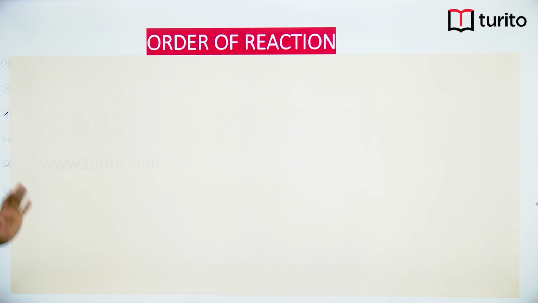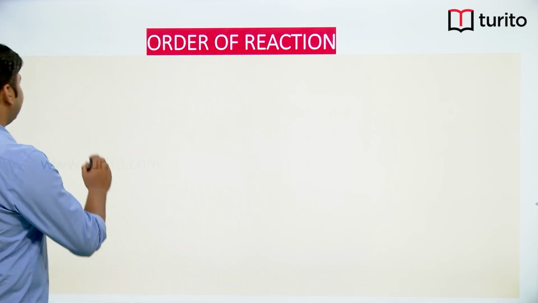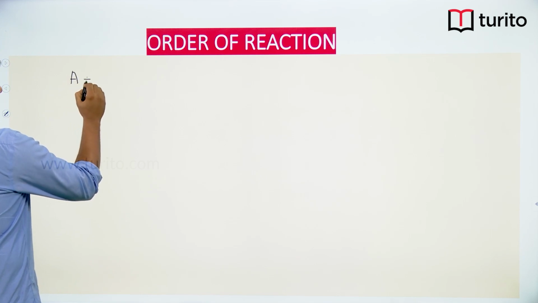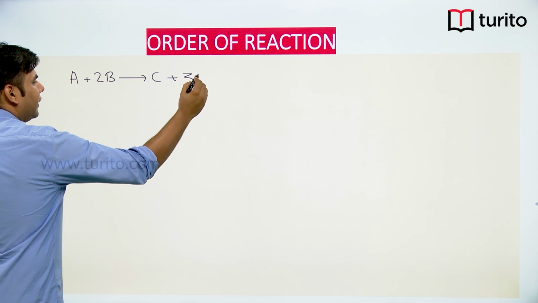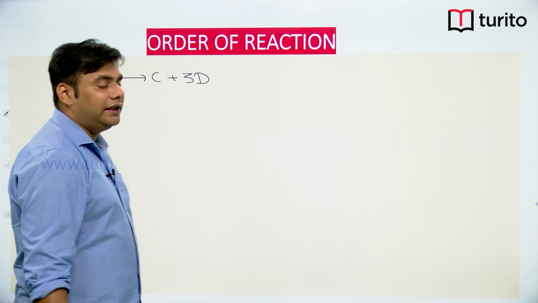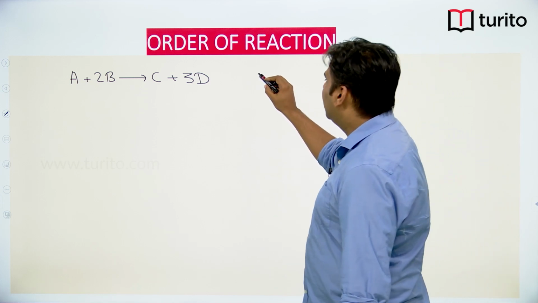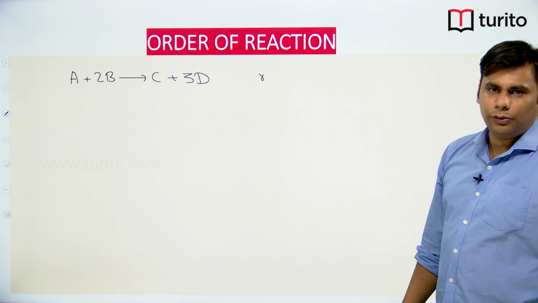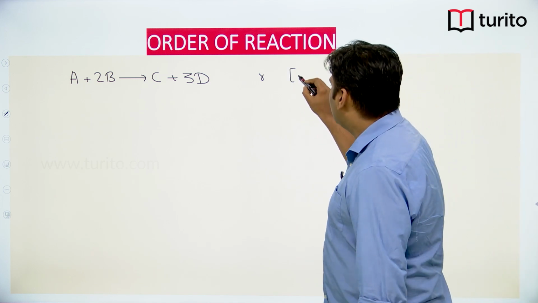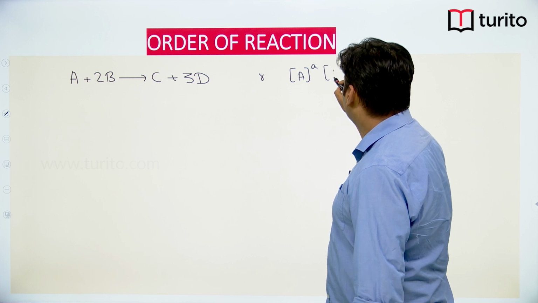Now let us understand the concept of order. Suppose we have a reaction, say A plus 2B forming C plus 3D. If we want to write the rate equation of this reaction, we will say that rate is proportional to the concentration of A raised to some power times the concentration of B raised to some power.